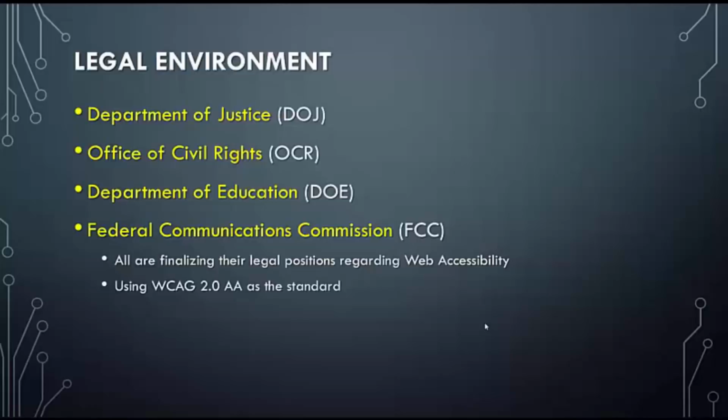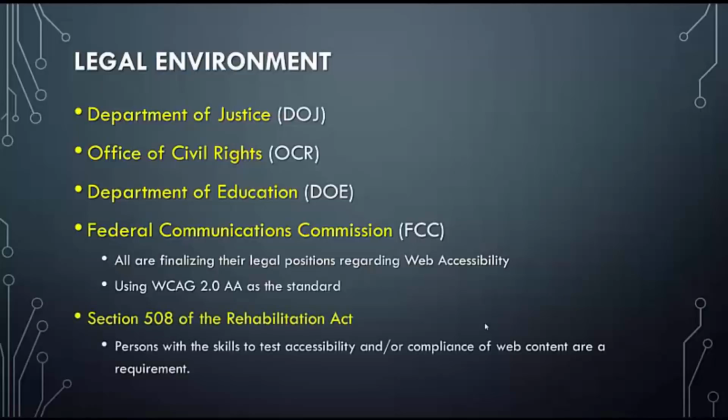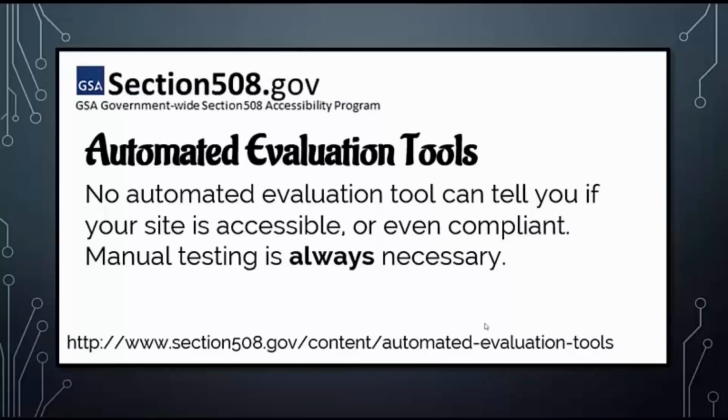Regarding web accessibility, the potential results of organizations not moving towards compliance with Web Content Accessibility Guidelines 2.0 AA, which is the standard being used by these aforementioned agencies, are complaints of discrimination brought by the Office of Civil Rights for failing to provide an equal experience under Section 508 of the Rehabilitation Act. Now further, according to the Section 508 website, persons with the skills to test the accessibility and/or compliance of web content are a requirement and cannot be replaced by automated testing systems or software.